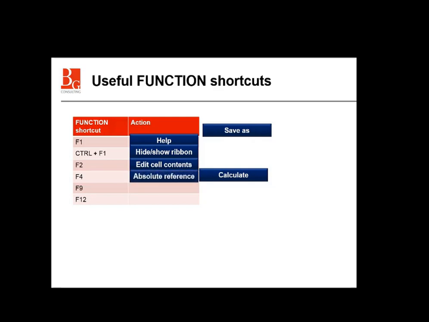F4, after you've used F2 within a cell, allows you to fix the reference to that cell by putting $ signs in front of the row and column reference. As you repeatedly press F4, Excel will cycle through the alternative combinations of whether row, column, or both or none are fixed.